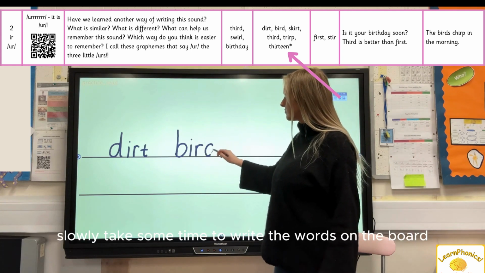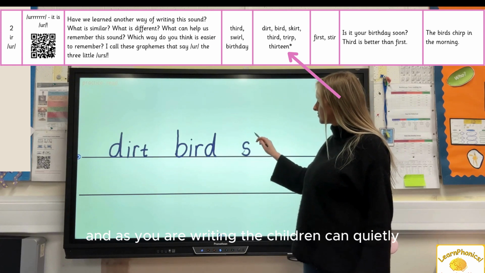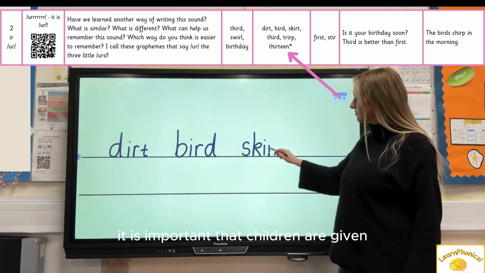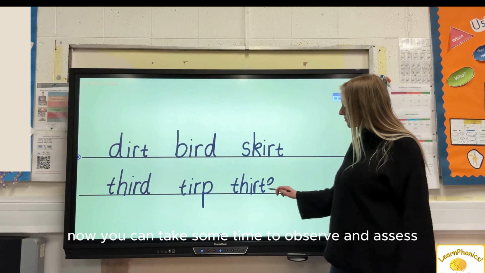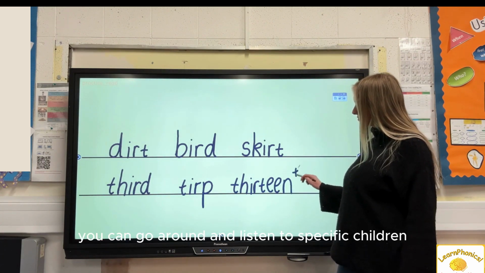Now slowly take some time to write the words on the board, and as you are writing, the children can quietly and independently start reading at their own pace. It is important that children are given sufficient time to read. Now you can take some time to observe and assess. Once you've finished writing the words, you can go around and listen to specific children.